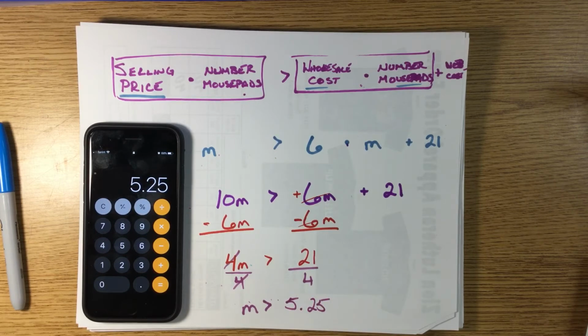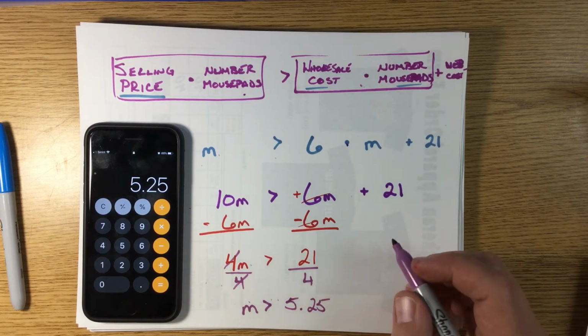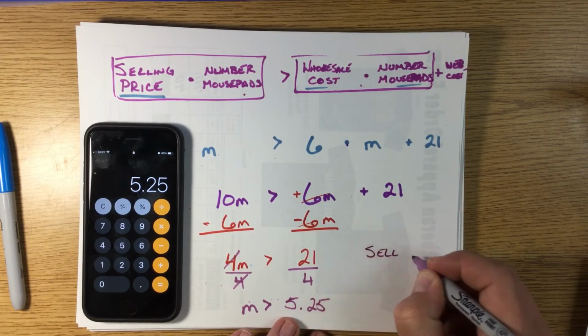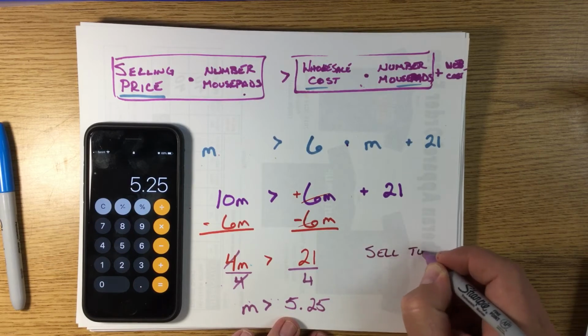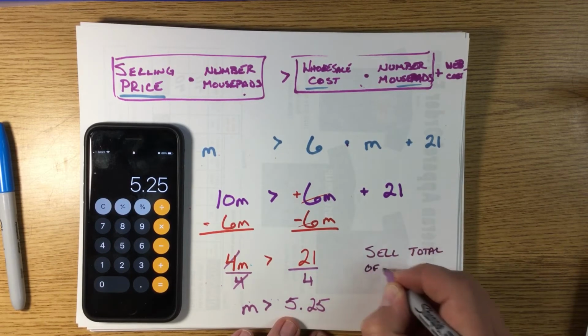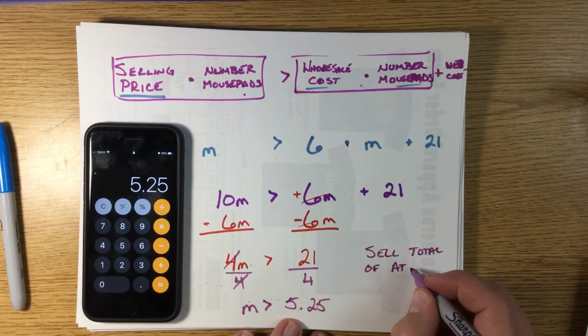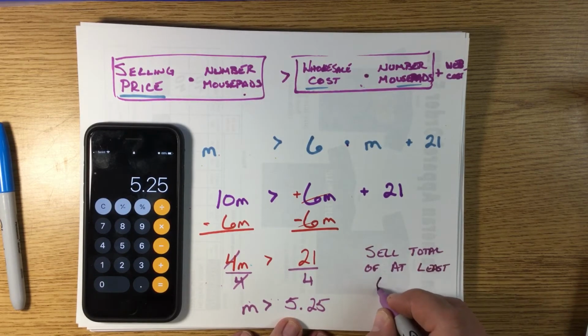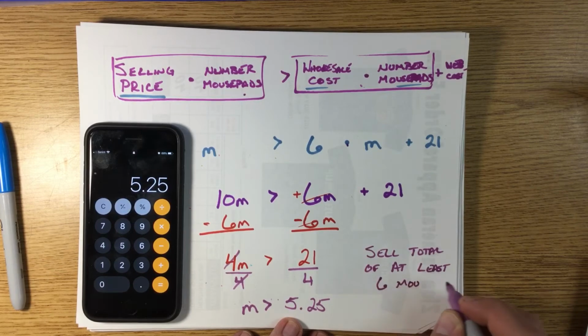But obviously, I cannot sell 0.25 mouse pads. So my answer, I'm going to have to bump it up to the next whole number. I'm going to have to sell a total of at least 6 mouse pads.